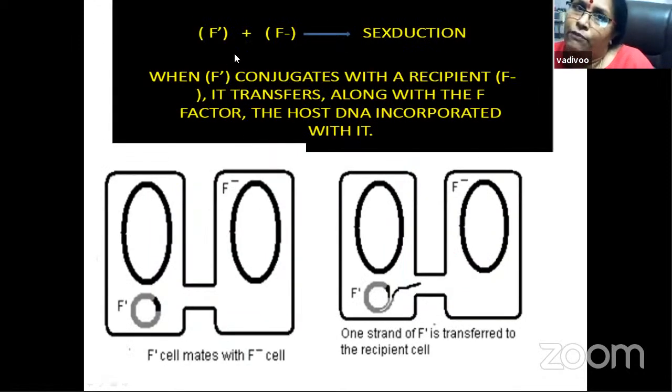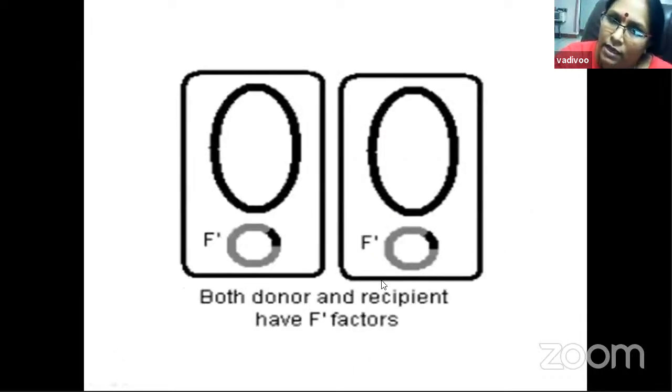When this F prime goes and mates with an F minus cell, it is called sexduction. When an F prime cell conjugates with the F minus recipient, it transfers, along with the F factor, the host DNA incorporated with it. You can see here the F prime factor conjugating with the F minus cell. One strand of F prime is transferred to the recipient cell, and both donor and recipient become F prime. This is called sexduction. It is not conjugation, it is sexduction.